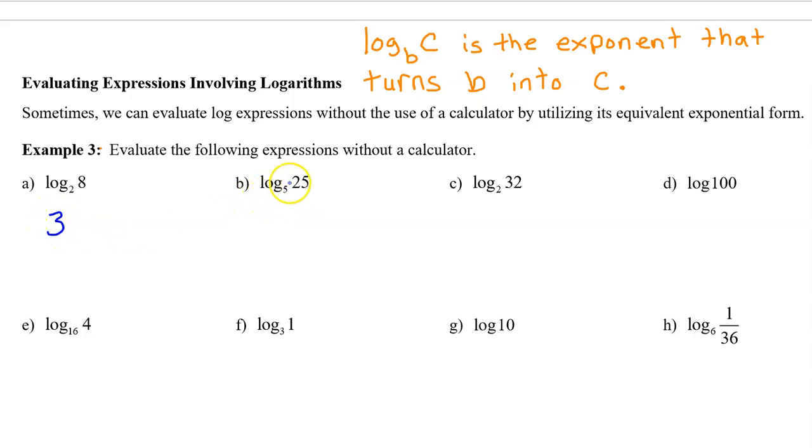Let's try part B in this way. What exponent turns 5 into 25? That's 2. 5 to the second power is 25, so the answer is 2. What power turns 2 into 32? 2 to the fifth power is 32. So log base 2 of 32 is 5.